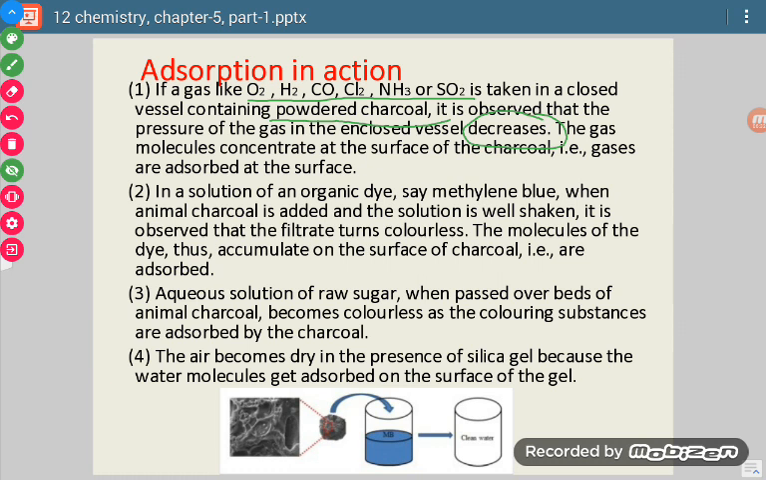Now one more example, in a solution of an organic dye, say methylene blue, which is the name of a dye. If animal charcoal is added and it is well shaken and then filtered, then we will see that the filtrate is a colorless solution. So what happened? Where has that dye gone? That dye was adsorbed by the animal charcoal.